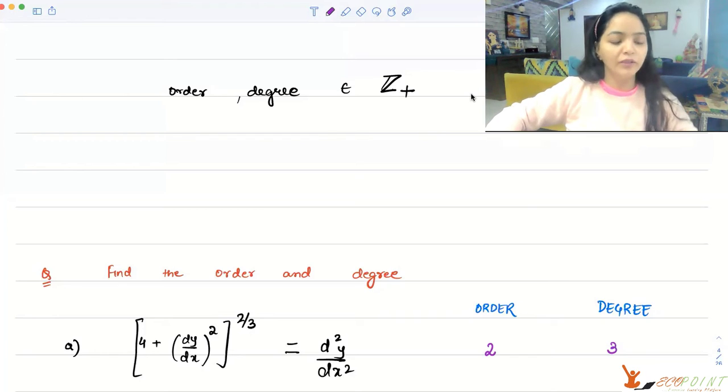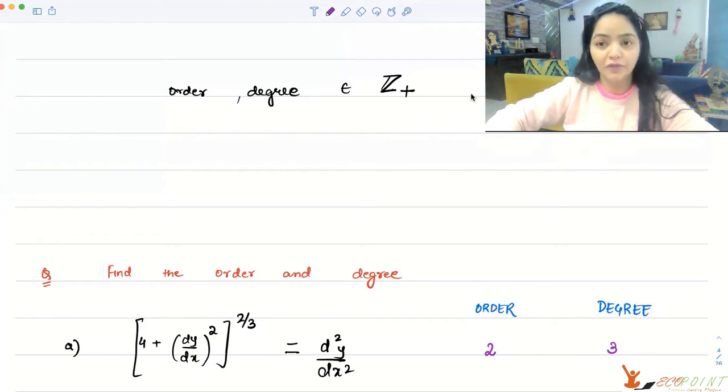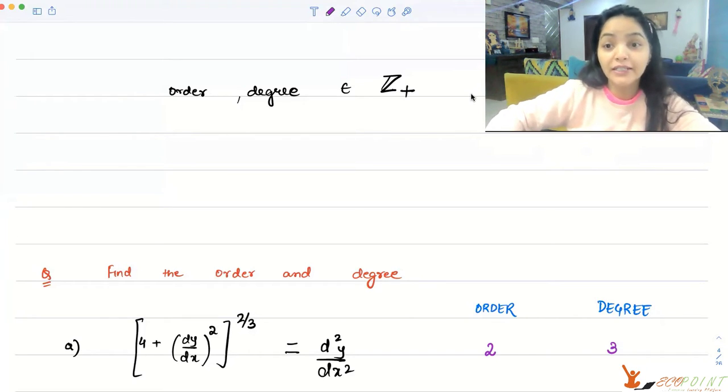Hi guys. So in the previous video, we learned about what is order and degree of a differential equation. Before I work on anything else, I would first like you to revise how to find the order and degree of a given differential equation. Order and degree, of course, is a positive integer. That's the first thing that you should know. Order is the highest order of derivative that is there in any differential equation.